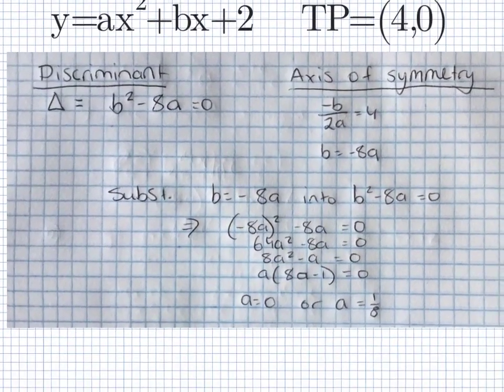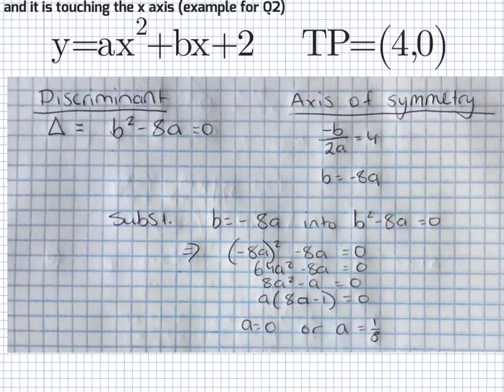If we substitute this equation here, the b value, into where there is a b in the first one, because what we want to do is have just a's in our equation. So now we get minus 8a squared, take 8a, and simplify that down to 8a squared, take a, and bring out a as a common factor. We see that a is 0, or 1/8, and the question actually said that a is not 0, so therefore a is 1/8.